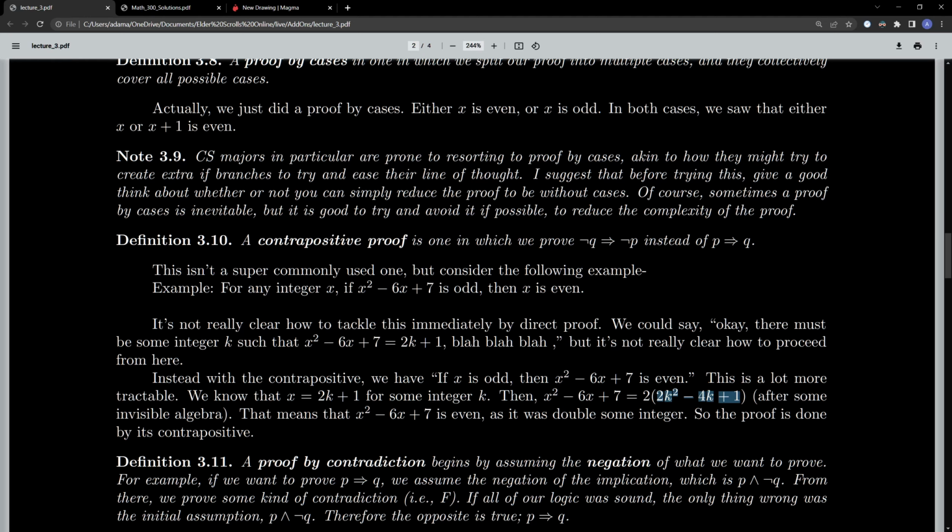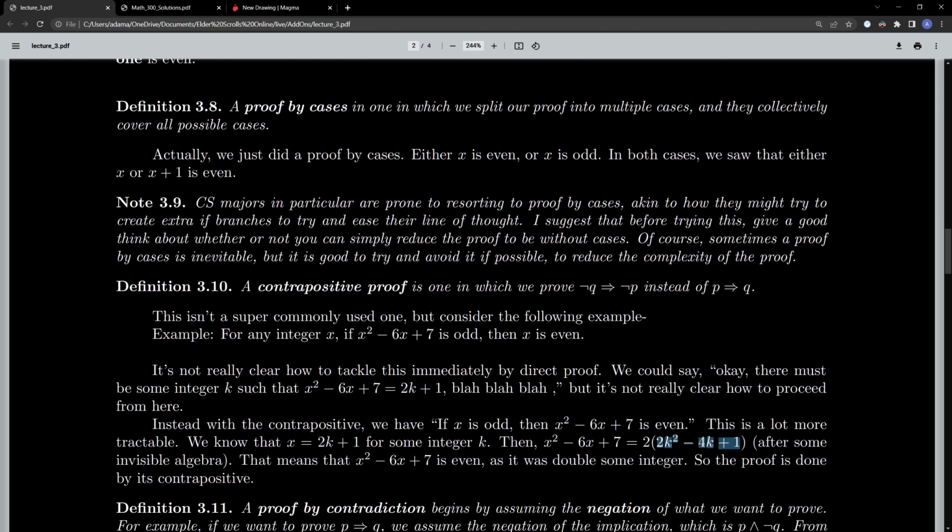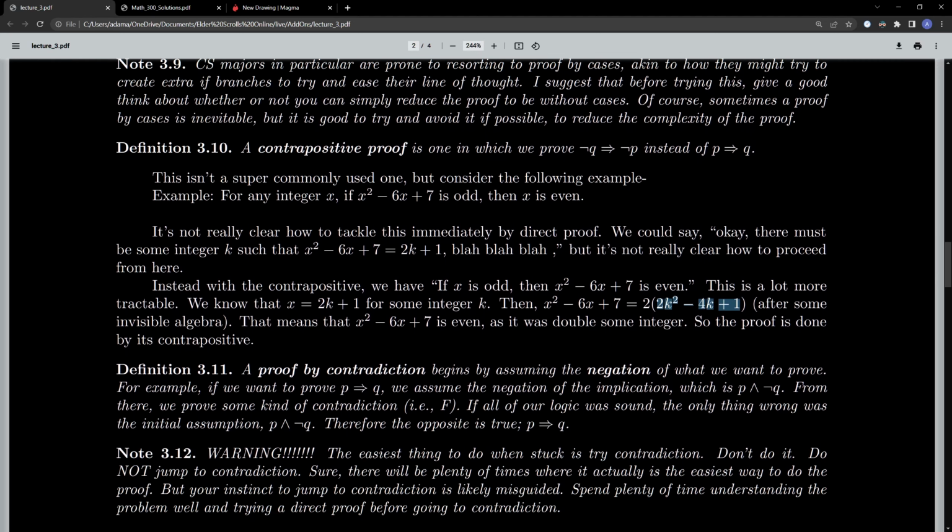Okay, any questions about cases or contrapositive or anything before either? No? Okay, brilliant. We're doing great on time.